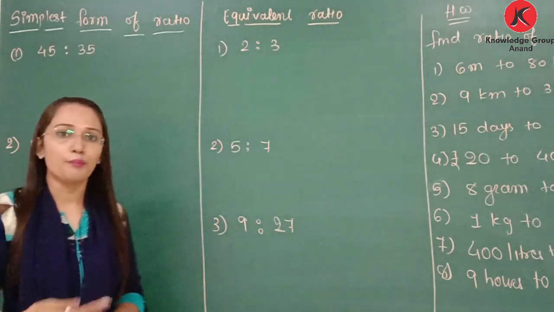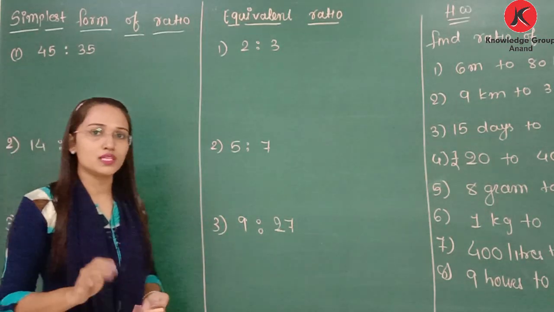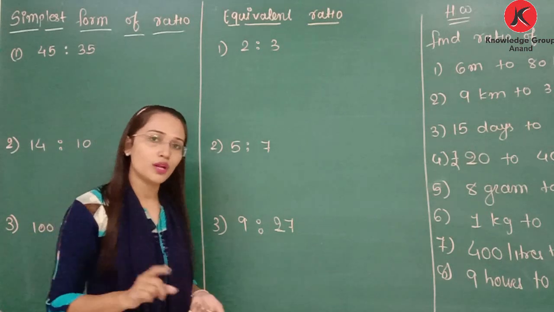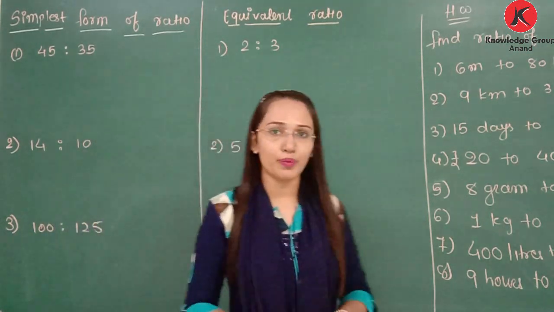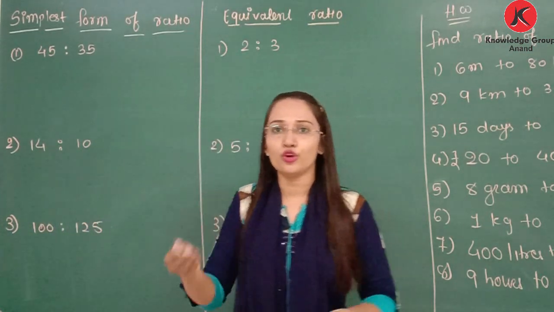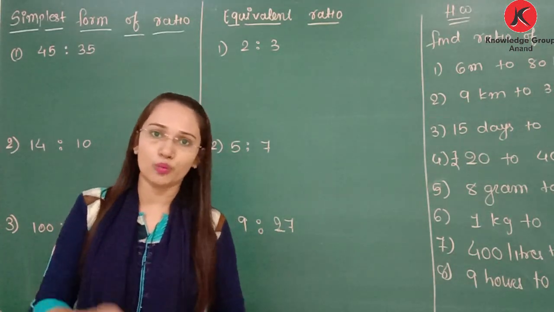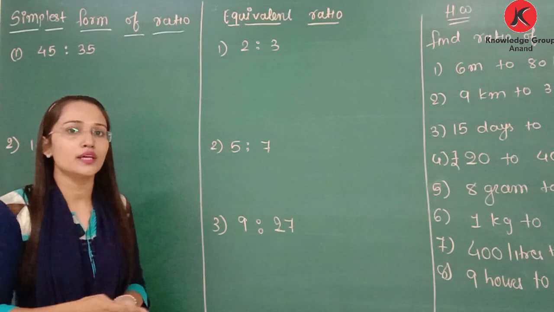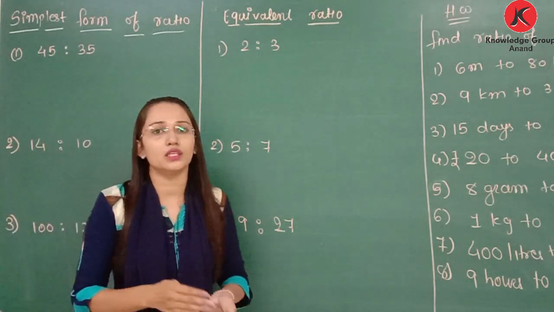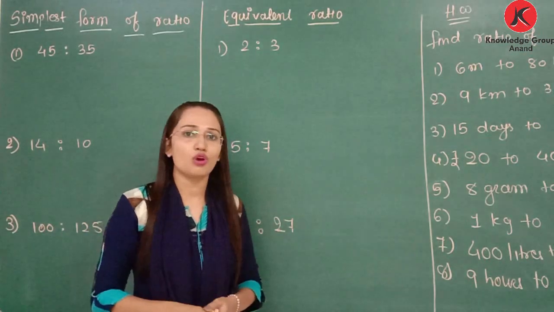Also, we learned the simplest form of a fraction. Now what is the simplest form? In a fraction, the simplest form means the numerator and denominator do not have any common factor other than 1. So that is called the simplest form.